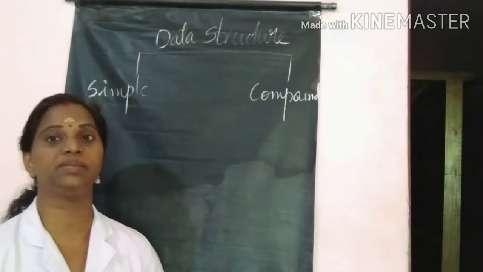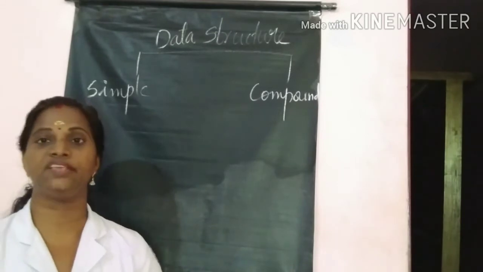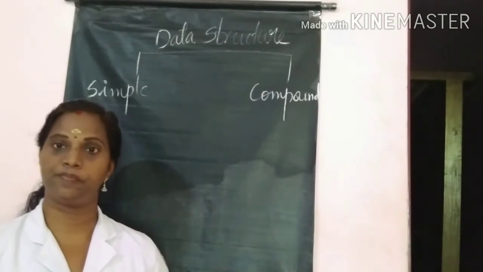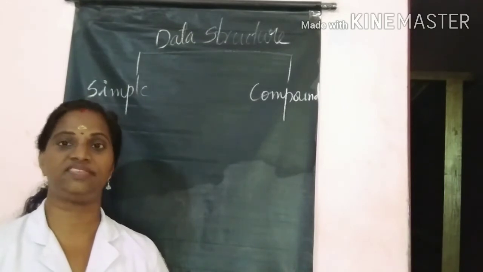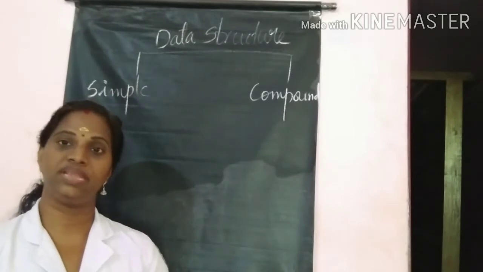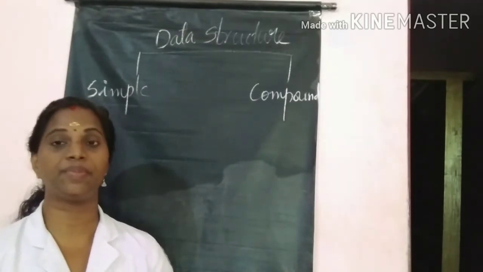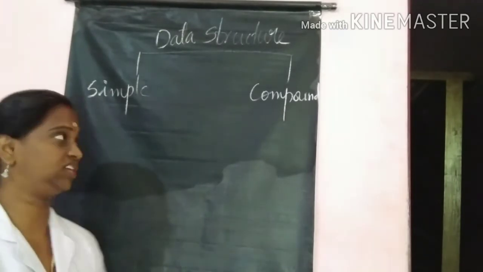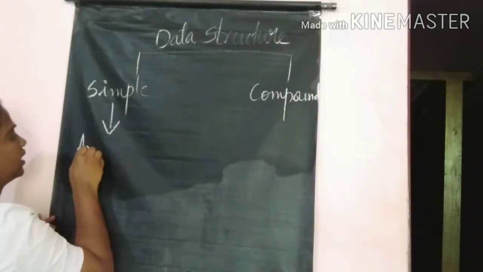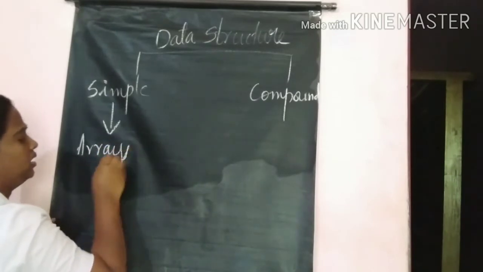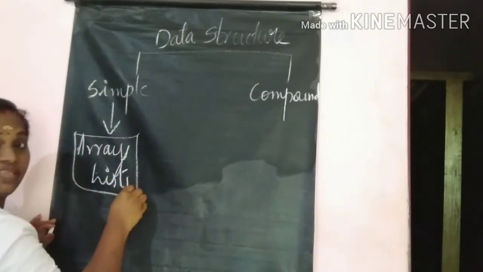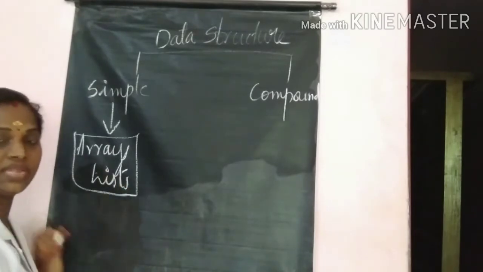Examples for simple data structures are arrays or lists. In Python we can use tuples, lists, dictionaries and sets. These are the examples for simple data structure. So here we can write arrays or list.